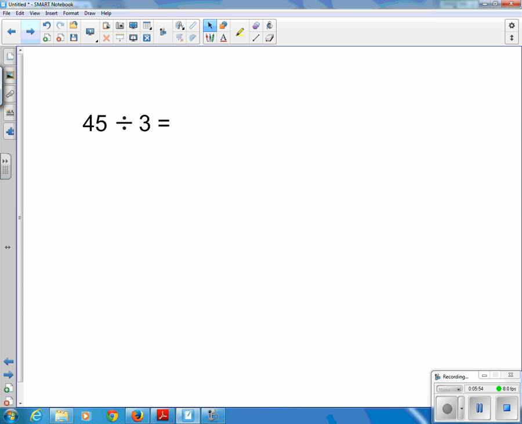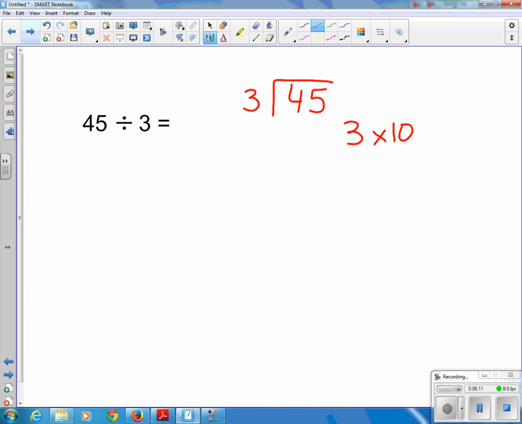Ready for another exercise? Okay, how about we try this one? 45 divided by 3. I'm going to put it right here, 45 divided by 3. And a good number, especially if you have higher numbers, is to get a multiple of 10. So let me just get 3 times 10. 3 times 10 is 30, so I'm going to put 30 here, and I'm going to subtract them. 5 minus 0 is 5, and 4 minus 3 is 1.